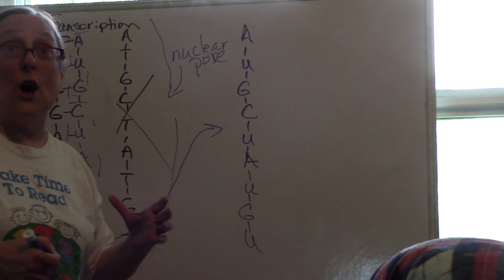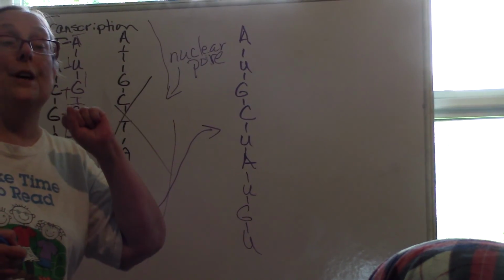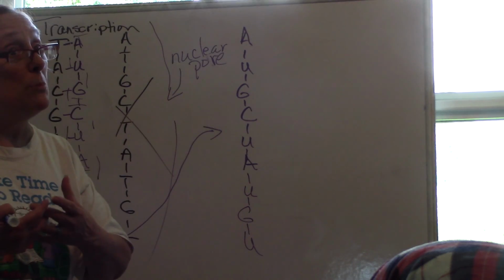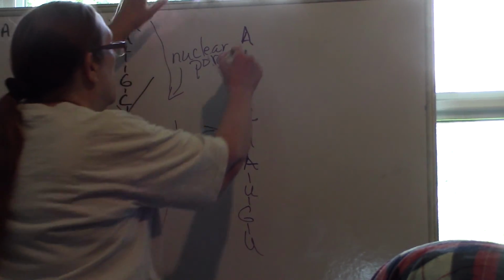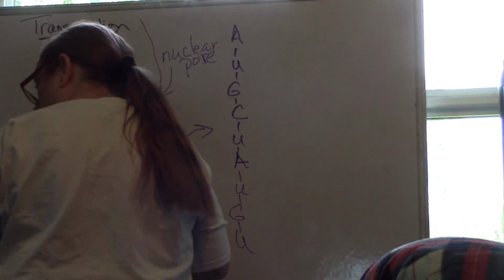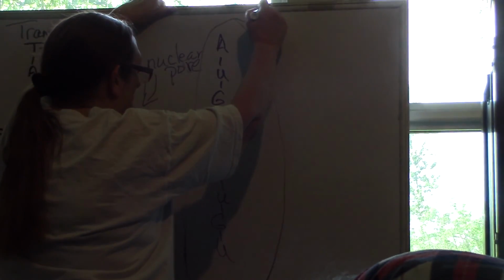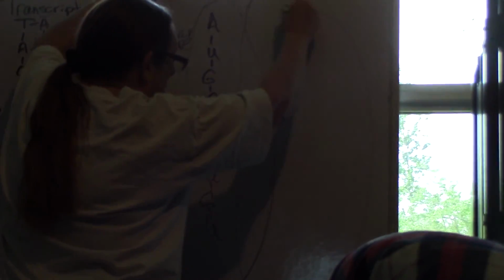And that countertop is the ribosome. Now the ribosome's in two parts. So let me get another color for my ribosome. So there's one part, there's the other part. Don't worry about the complete accuracy here, but it's the countertop. Okay?